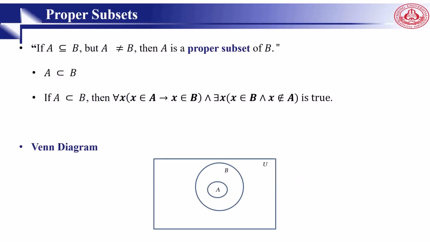Here is another definition of proper subset. If A is a subset of B, but A is not equal to B, then it is called that A is a proper subset of B. And we show it like this. It means they are not equal.